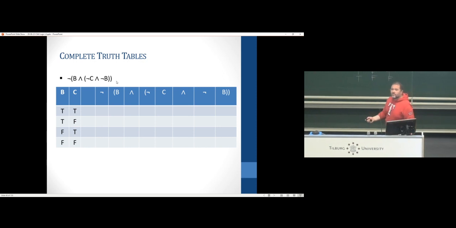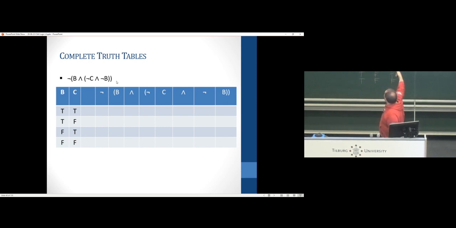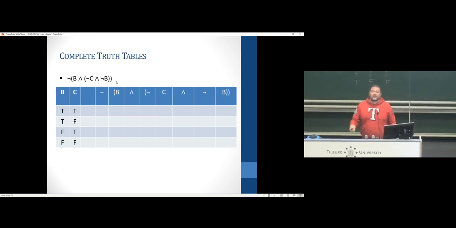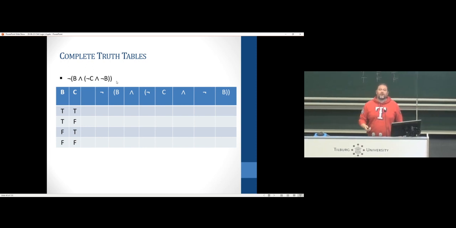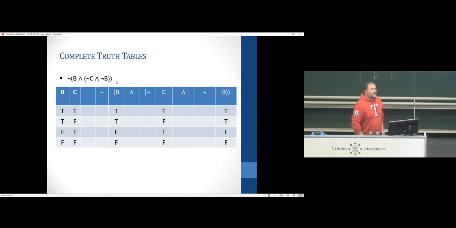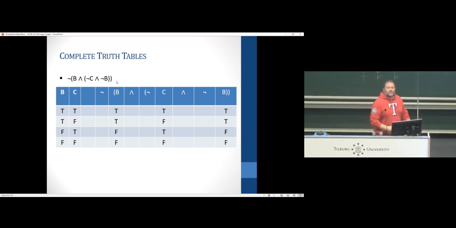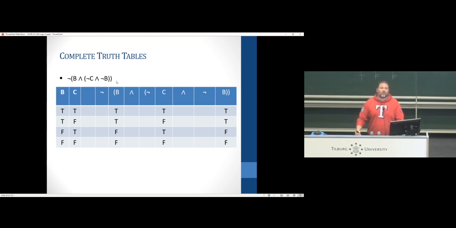Now our next step, the next thing we do, we copy over the relevant columns. So the column under B, you copy it and you duplicate it under every occurrence of B over here. And the same thing with C. You take the column under C, you copy it, you paste it underneath every occurrence of C in your sentence. So we can fill it out like this. Okay. Now the next step is we have to figure out what's the next level of complexity, right? So what was built from the atoms? Where can we start by looking?